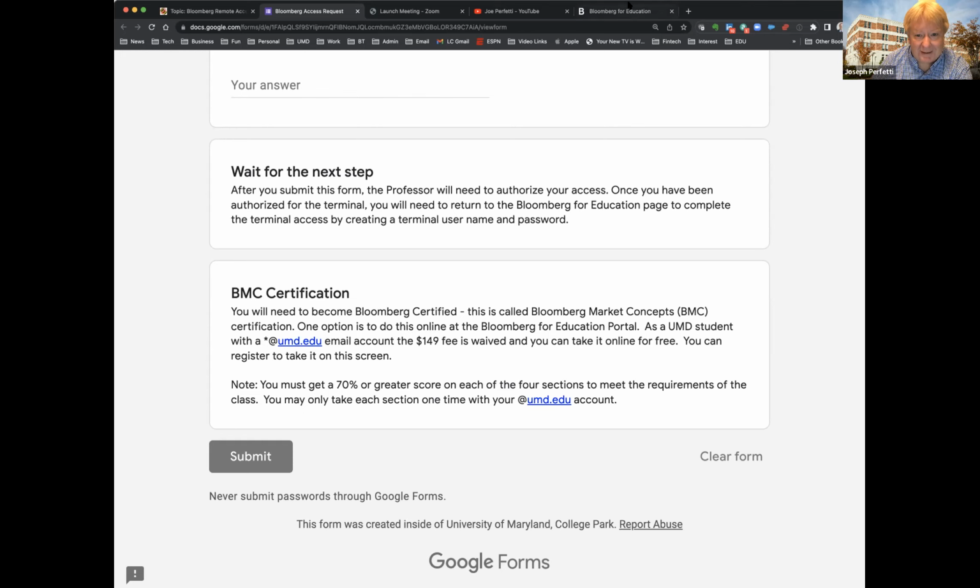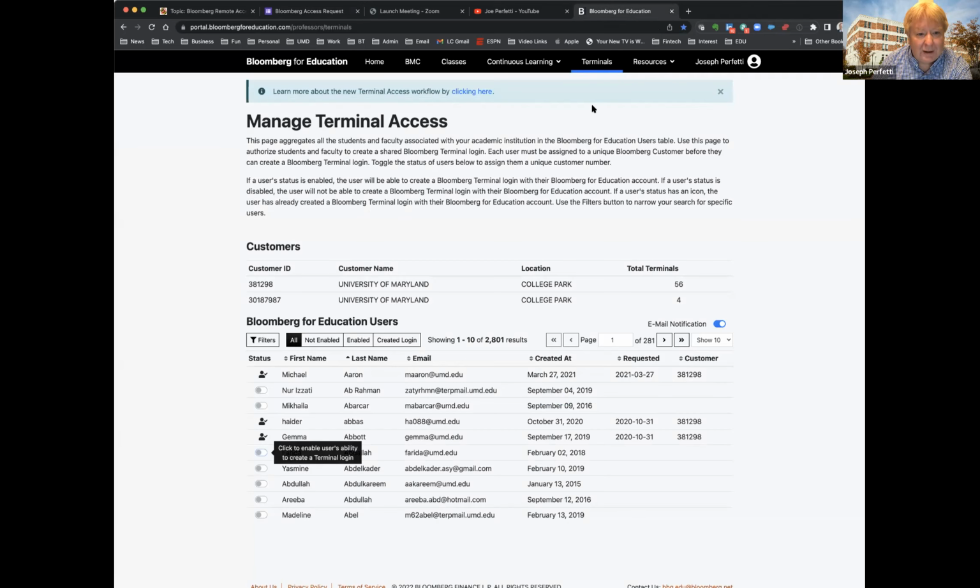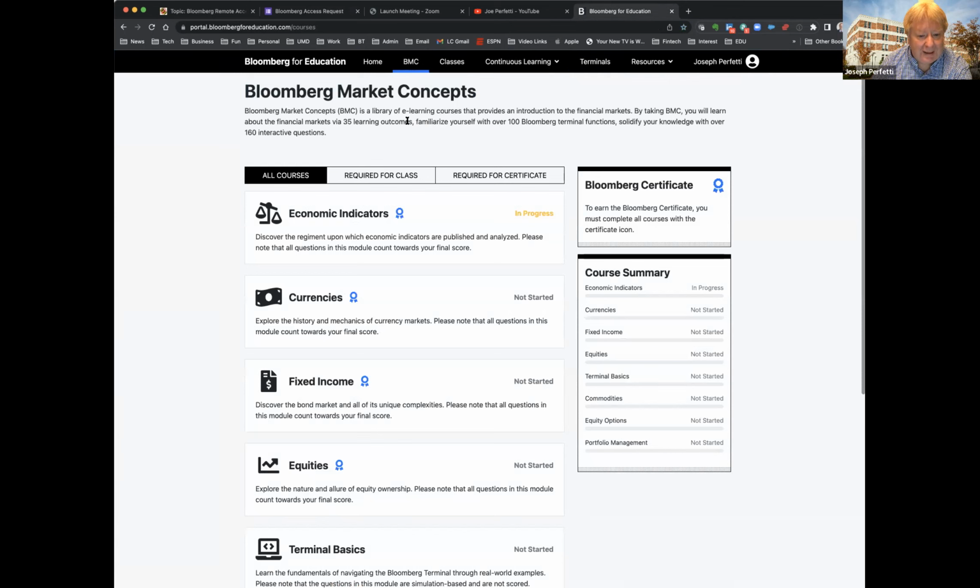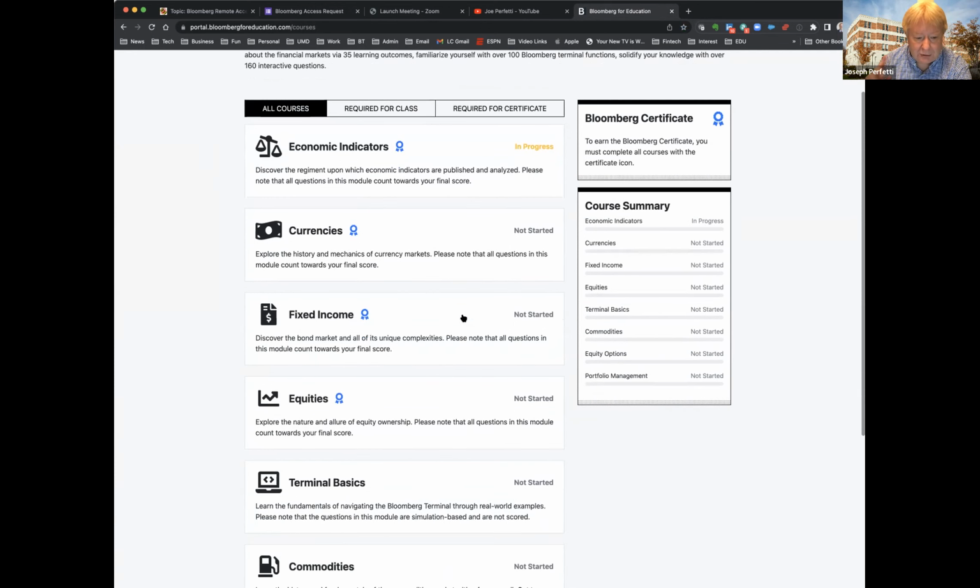So what that means is back on this portal, there's another link at the top. Terminals is where you access the terminal, called BMC. And this is where you take the certification on the web. Okay. To be certified, you see these little certificates? These are the 4 sections that you have to complete to become Bloomberg certified.